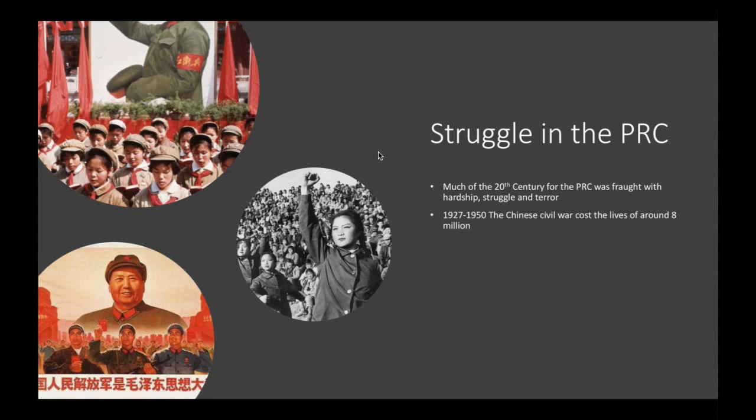From 1927 to 1950, the Civil War cost the lives of around 8 million people in the country. Between 1937 and 1945, the Sino-Japanese War, part of World War II, left around 22 million civilians dead. From 1958 until 1962, Mao's Great Leap Forward and agricultural reform, resulting in the Great Famine, left somewhere between 15 to 52 million people dead.